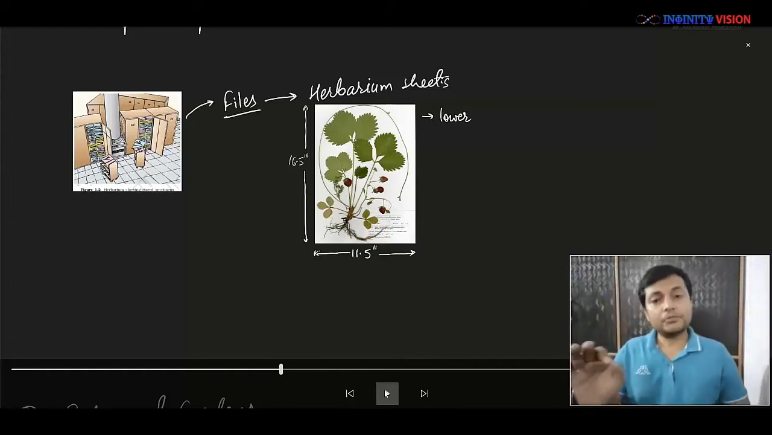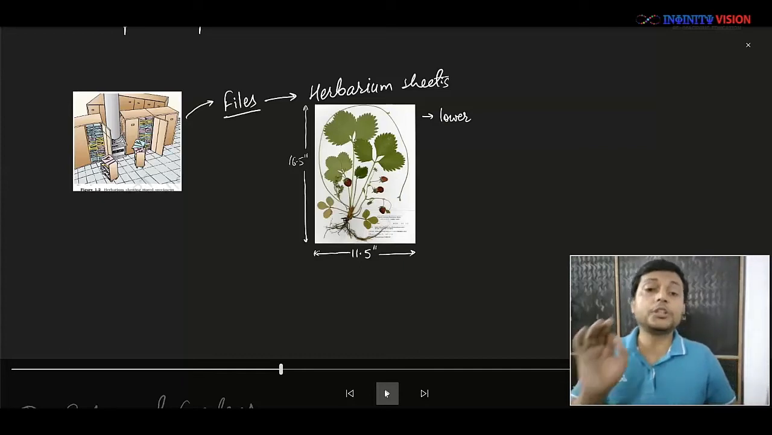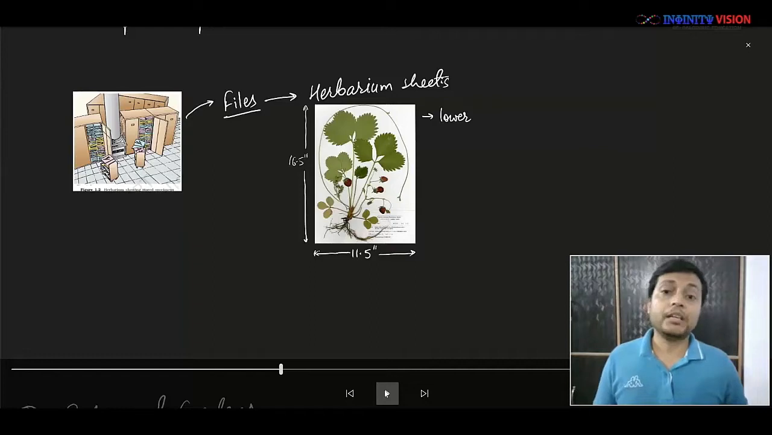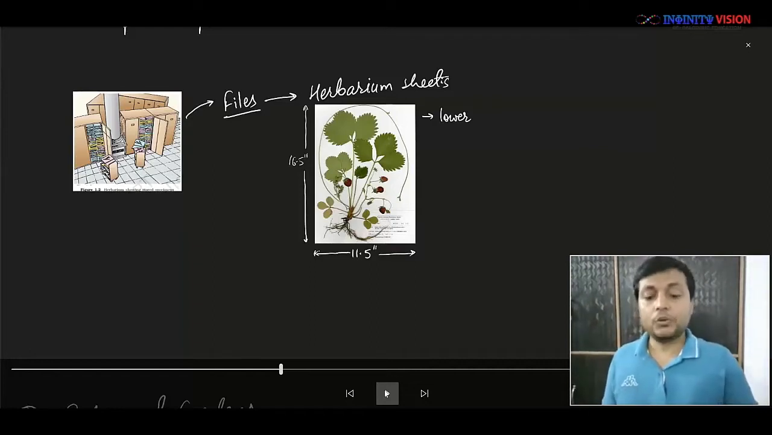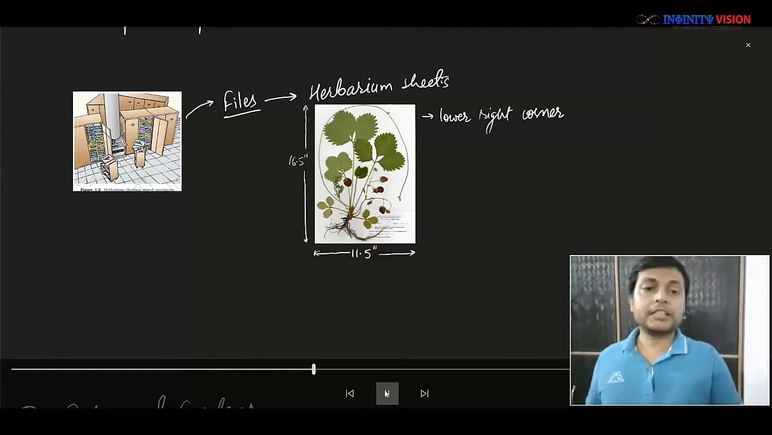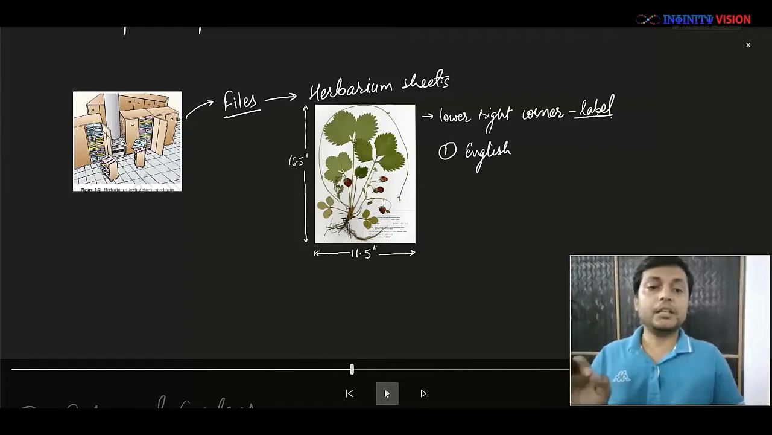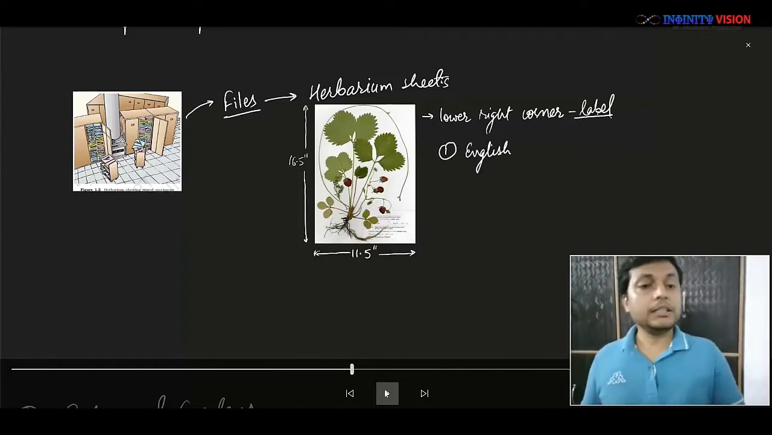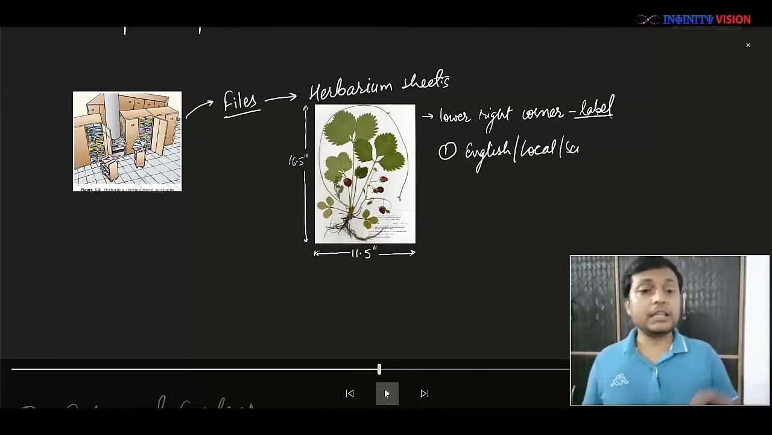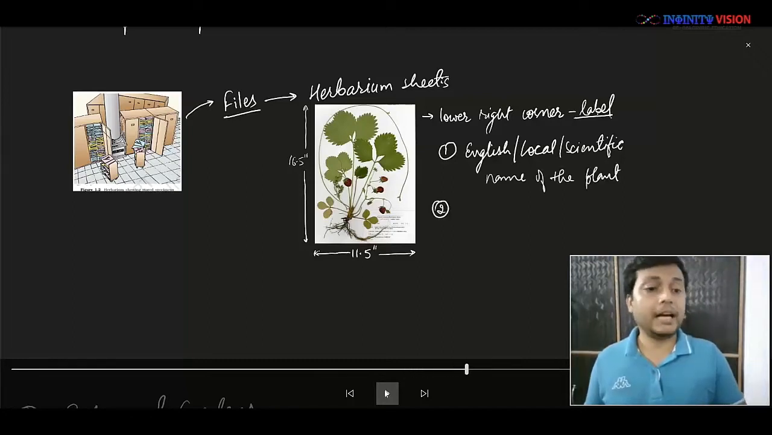Now, apart from this, there is another crucial thing that you need to do to prepare a herbarium sheet, and that is to label it. Labeling is one of the most crucial parts. Now, can you see this sheet? On the lower right corner, you are finding a label, right? Now, this label should contain certain things. And what are they? First, it should contain the local, English, and the scientific name of that plant specimen.